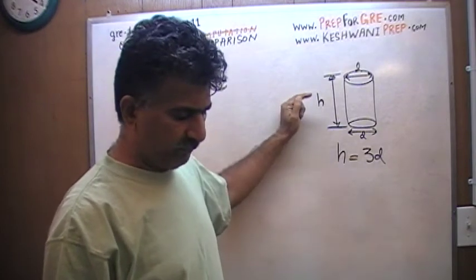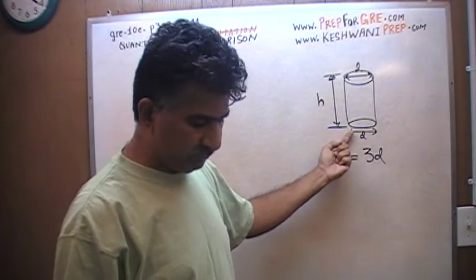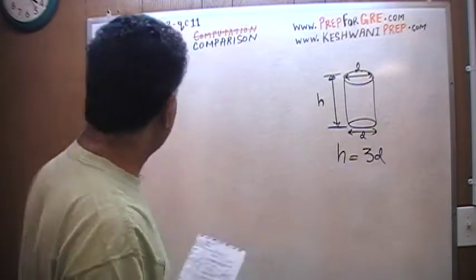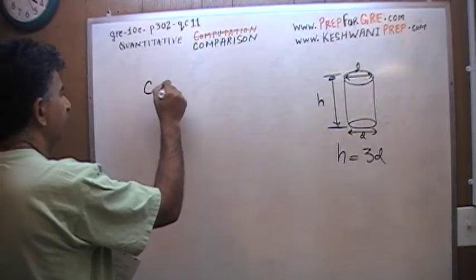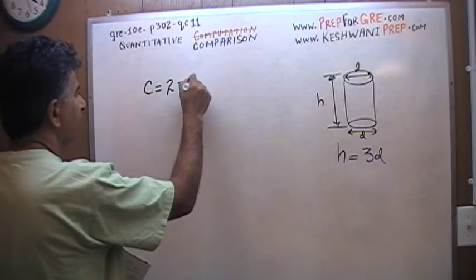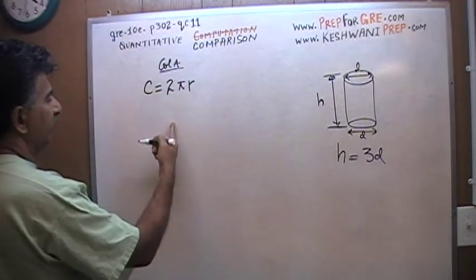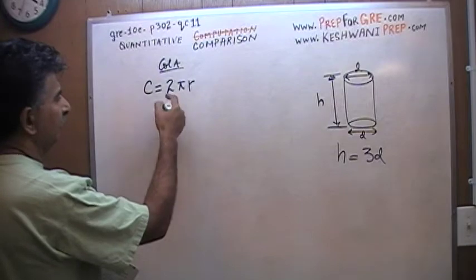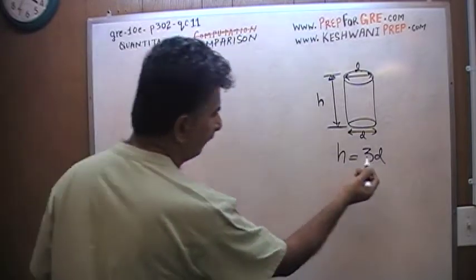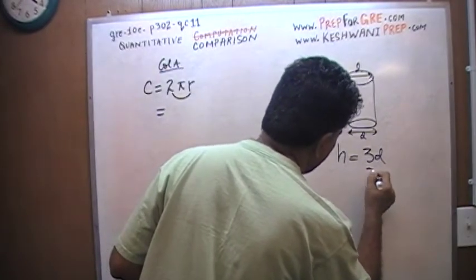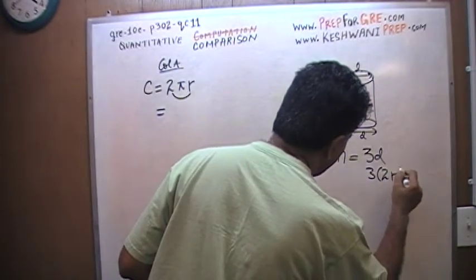So anyway, we are asked to compare the circumference of the base of this cylinder. So circumference we know, circumference is 2 times pi times r. I hope you know that. This is our column A. 2 times pi times r. But we also know that 2 times r is your diameter. Diameter is simply 2 times r.